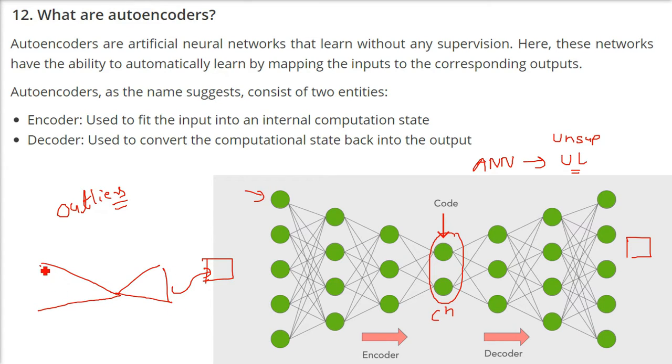The first part is the encoder, the second is the decoder. The encoder is used to fit the input into an internal computation state. The decoder is used to convert the computational state back into the output. This is the autoencoder. This question will definitely come.